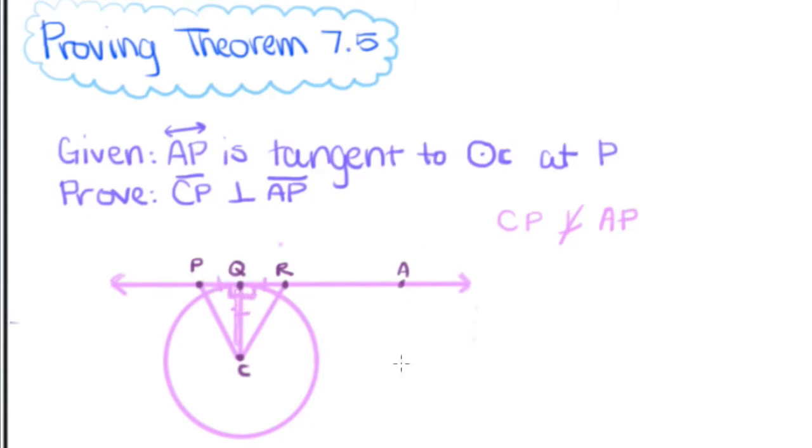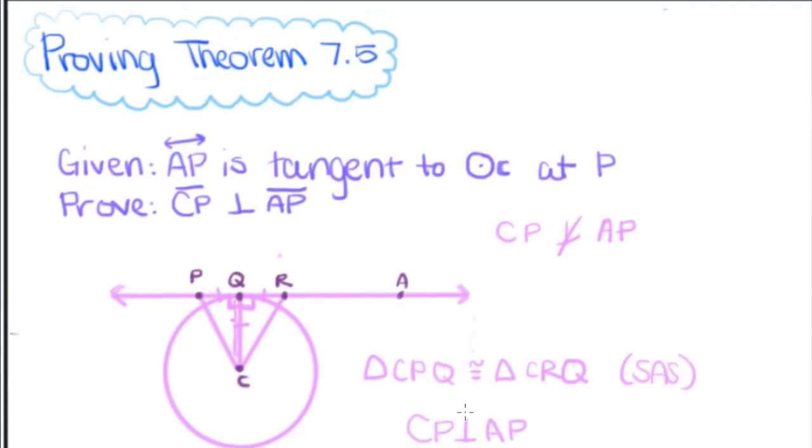Now triangle CQR is congruent to CQP by SAS, so CR is congruent to CP. Since R's distance from C is the radius of the circle, point R lies on circle C. But then AP has 2 points on the circle and is thus not a tangent. So this contradiction of the given for the problem means that the assumption CP is not perpendicular to AP is incorrect. Therefore, CP is perpendicular to AP.